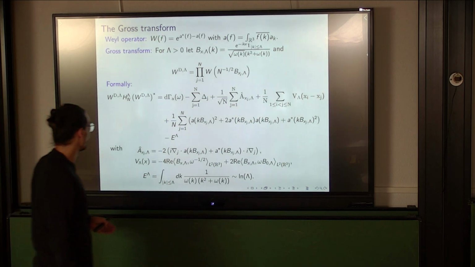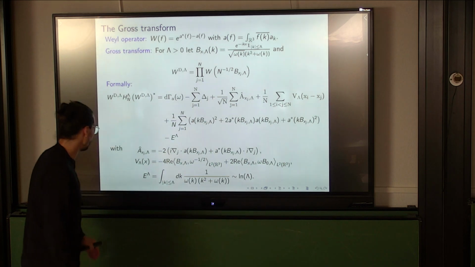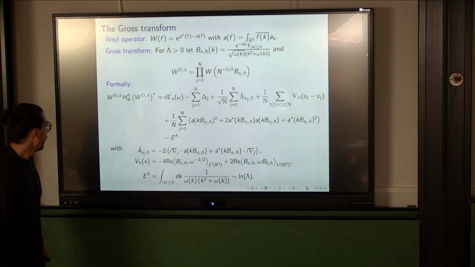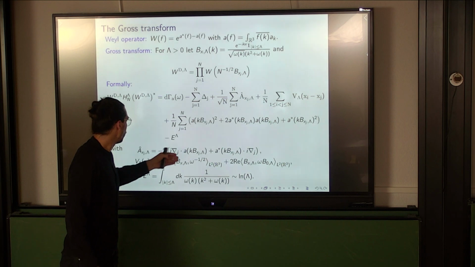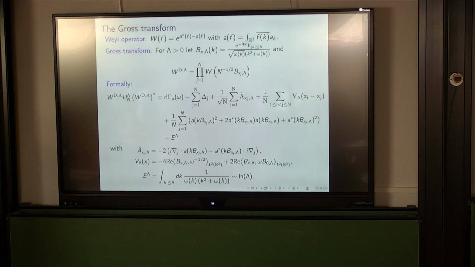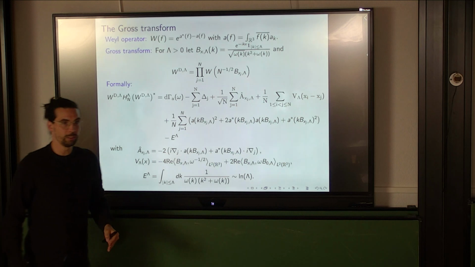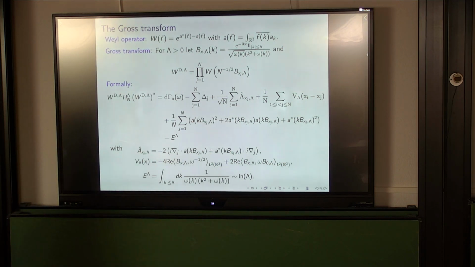Then the Gross transform also leads to a direct interaction term between the non-relativistic particles, which involves a gradient and can be seen as a kind of Pauli field style interaction. And then there's also a constant which diverges logarithmically with the cutoff parameter.